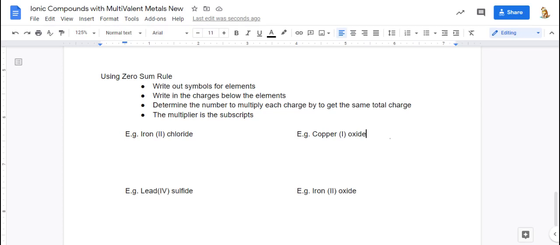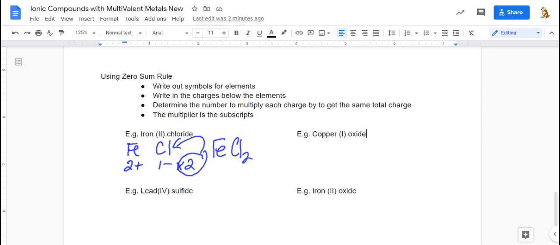So iron 2 chloride. So iron has a charge of 2 plus. Chlorine from the periodic table has a charge of 1 negative. Now, I can bring chlorine up to 2 negative by multiplying by 2. And now the total positive is +2. The total negative is -2. So I'm finished. And that multiplier becomes my subscript for that element. So this becomes FeCl2.